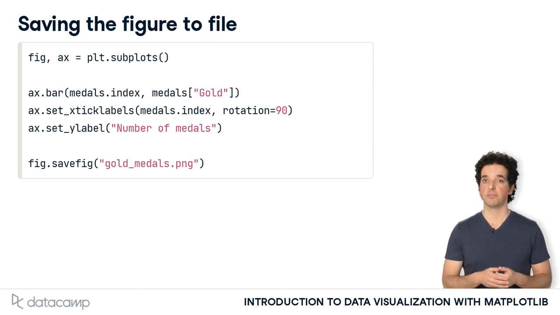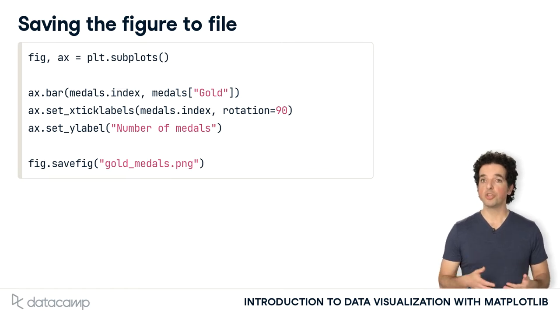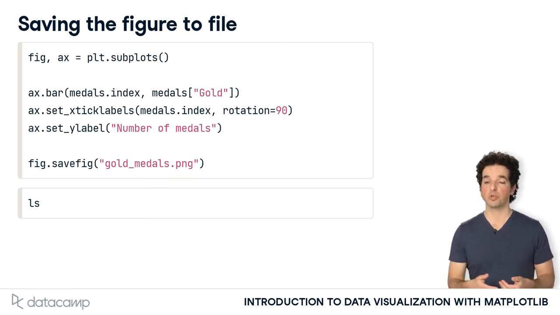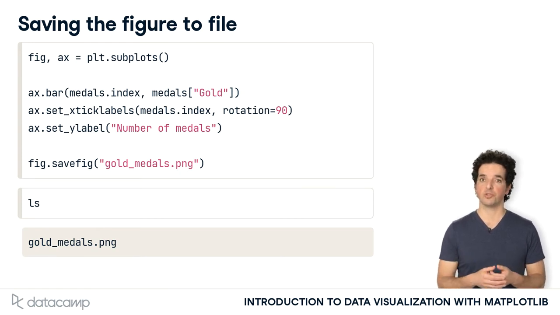gold_medals.png. In the interactive Python shell that we are using here, we can call the Unix ls function, which gives us a listing of the files in the present working directory. In this case, only the file that we created is present. We can then share this file that now contains the visualization with others.